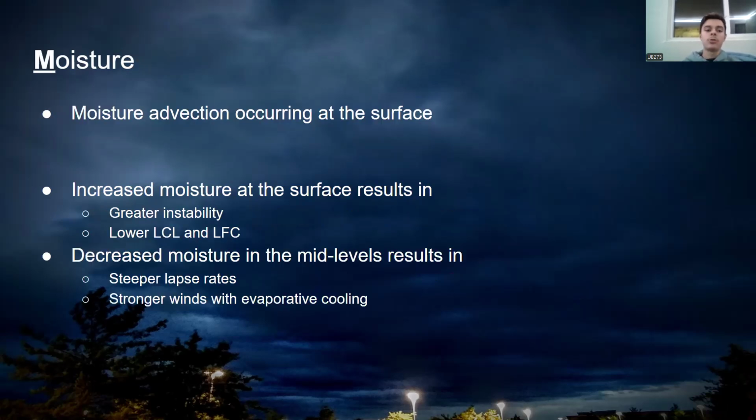Then lastly, moisture. We can have moisture advection that influences the chance of severe weather, but increased moisture at the surface is going to result in greater instability. That's because we have a lower LCL and LFC, so it's easier for a parcel to eventually rise on its own. Decreased moisture in the mid levels results in steeper lapse rates and stronger winds with evaporative cooling.